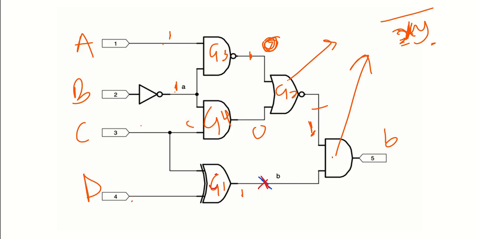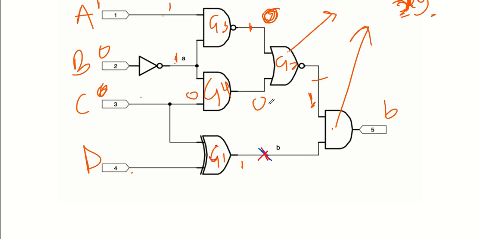We just make sure that C is always 0. And I think with that we have generated a test pattern. So when we propagate this 1 backwards, B has to be 0, so that when you invert it you get a 1. Then A always has to be 1, then C always has to be 0.